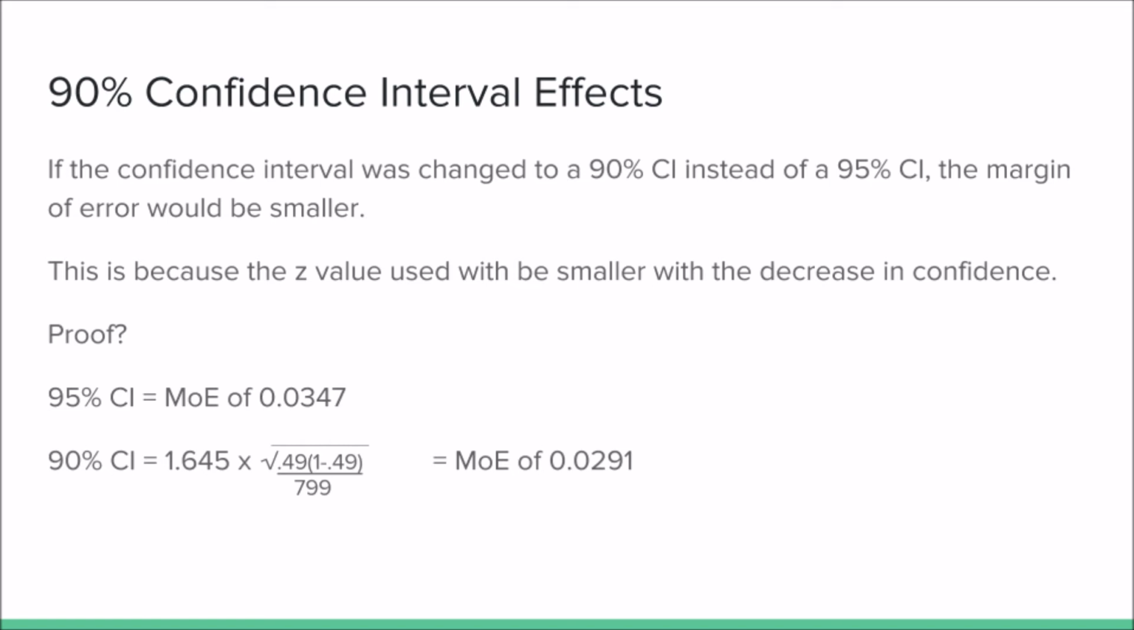Boy, do I love the phrases confidence interval and margin of error. We're done with them? Oh, good.